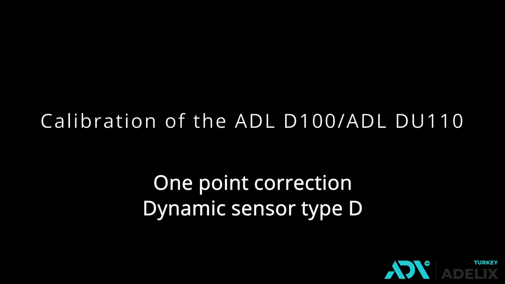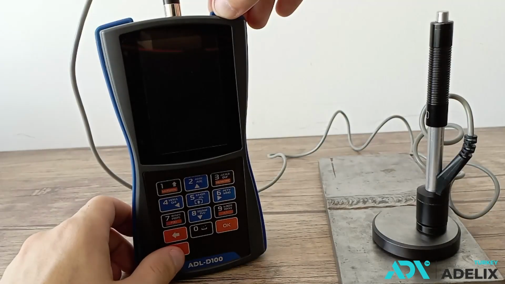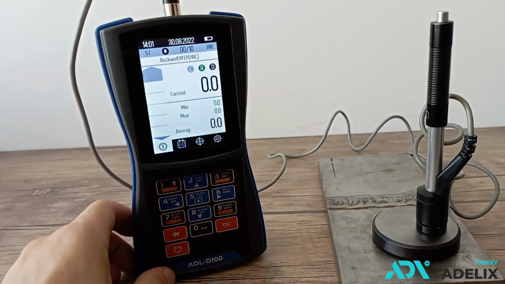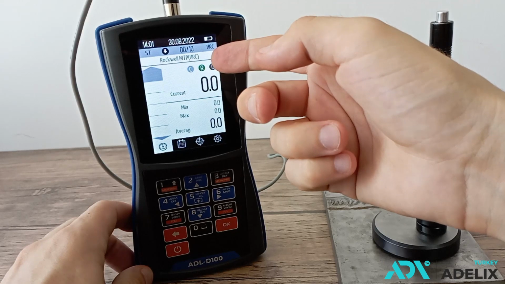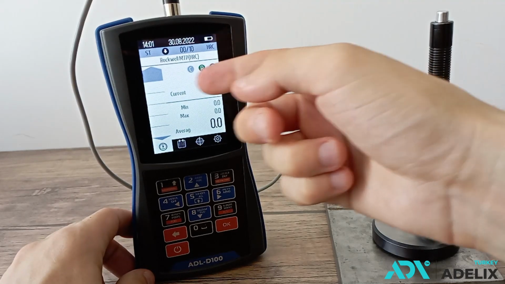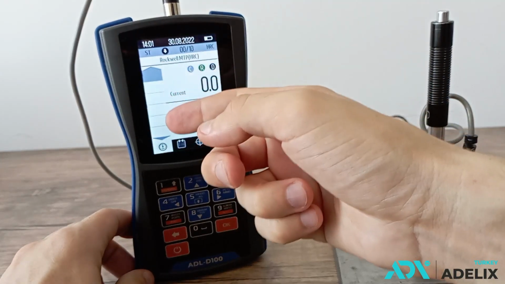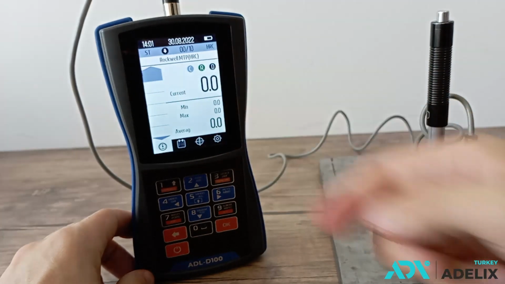Instrument calibration ADL-D100, ADL-DU110. 1-point calibration. Dynamic sensor type D. We turn on the device. The main screen displays the currently selected scale, as well as all current measurements and the average hardness value.